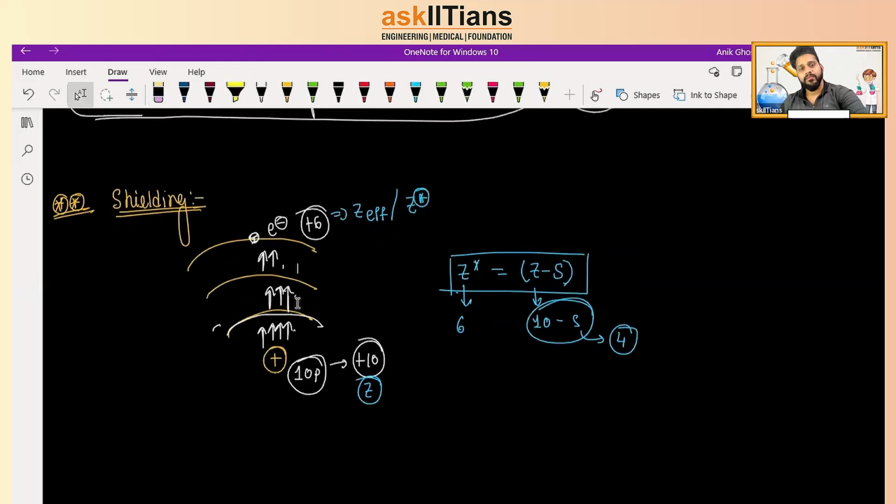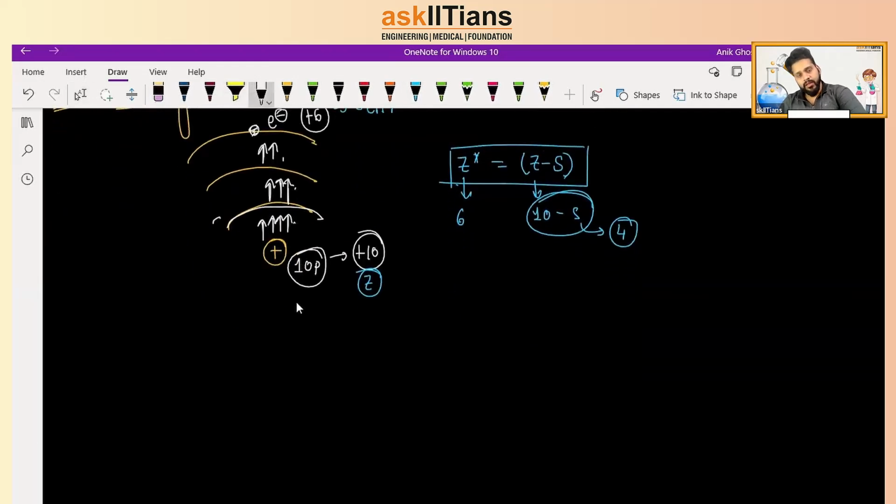Now, shielding and screening are the same thing. Screening.